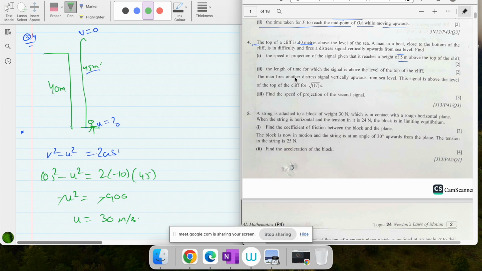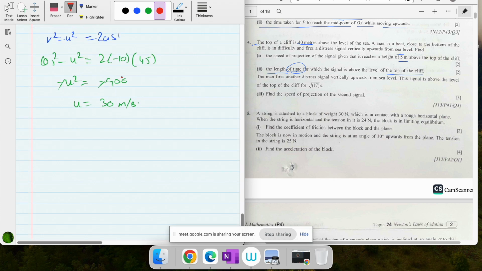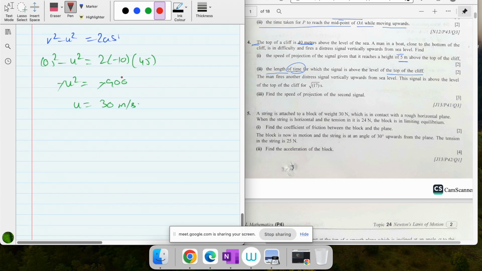Second part of the question says the length of time for which the signal is above the level of the top of the cliff. So all of this time, length of time, we're going to find this, and we know that at this point displacement is 40 meters. Either it is going up or when it is coming down, displacement is still 40 meters. So the data which we can use is displacement, and we need to find the time.